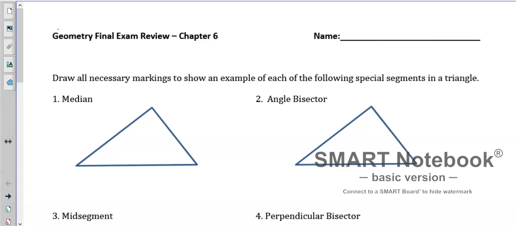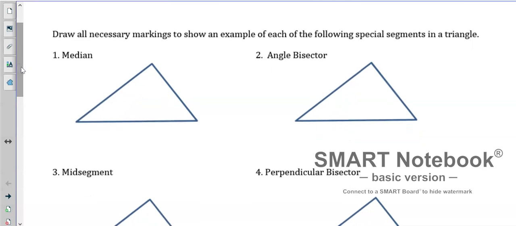All right, chapter 6, last chapter review for the cumulative. Draw all necessary markings to show an example of each of the following. So a median goes from a vertex to the opposite side's midpoint. So it's kind of estimating here. Let's say that's the midpoint right there. There is a median, if it was actually a straight line.